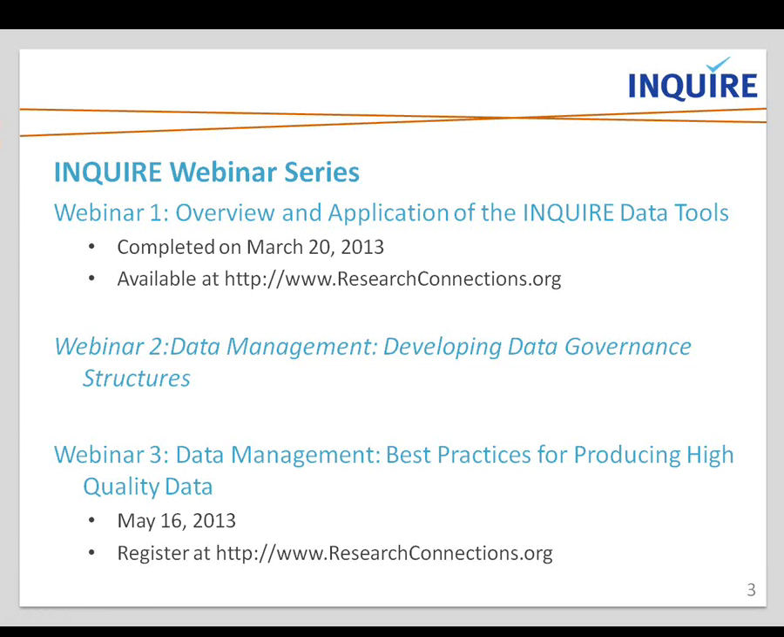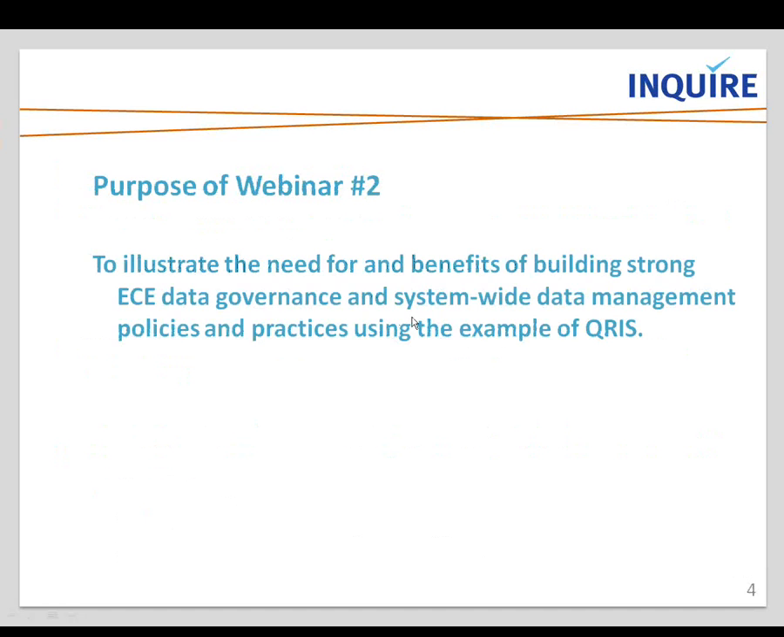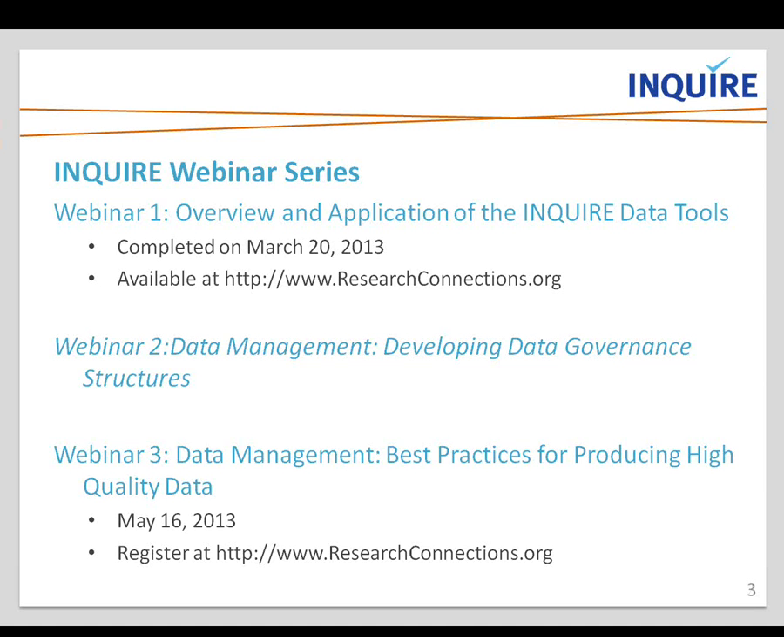Our webinar today, the Data Management Developing Data Governance Structures, is the second in the series. And as you'll hear more about our webinar, we are taking this example of quality rating and improvement systems, and we'll be using that as the lens through which we view data governance. And finally, our third webinar will be on data quality and best practices for producing high-quality data. Again, in this webinar, which will be broadcast on May 16th, we will be using the lens of quality rating and improvement systems to look at best practices. All of the materials for our webinars and the registration for the third webinar can be found on researchconnections.org.